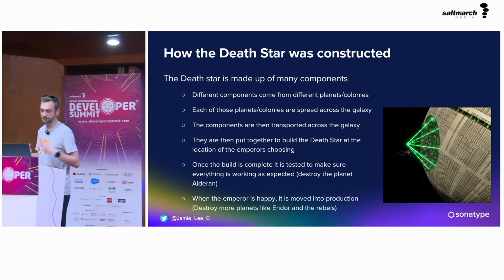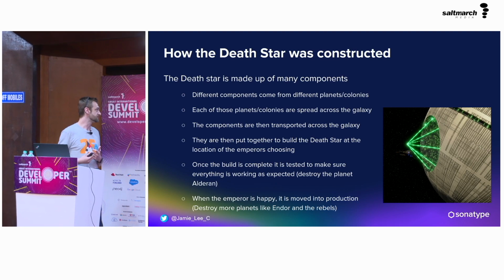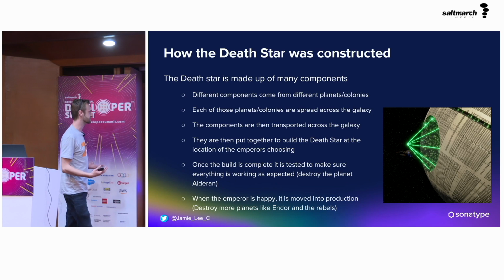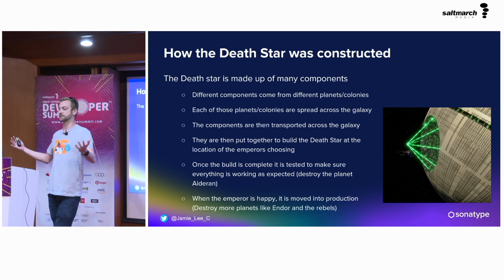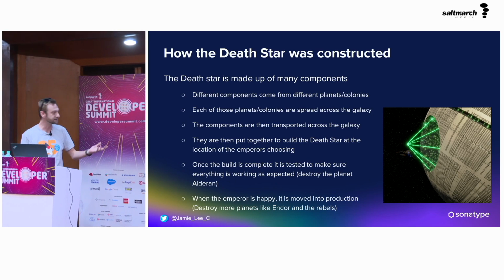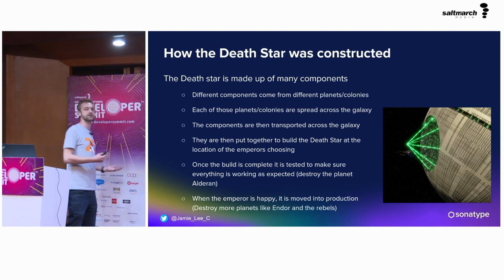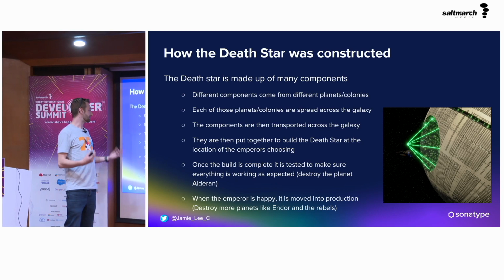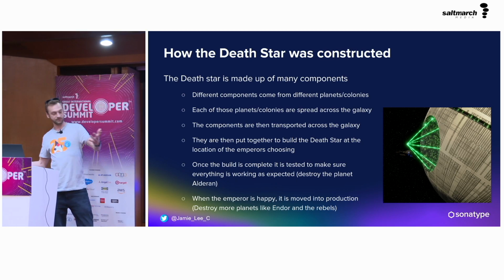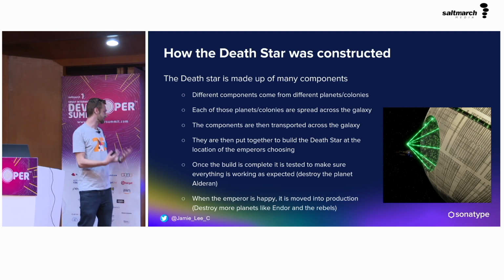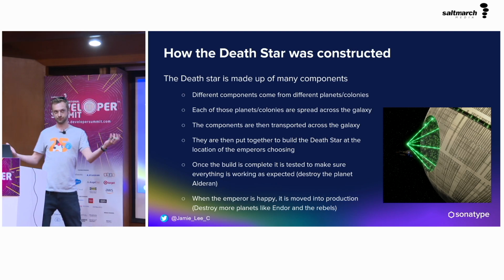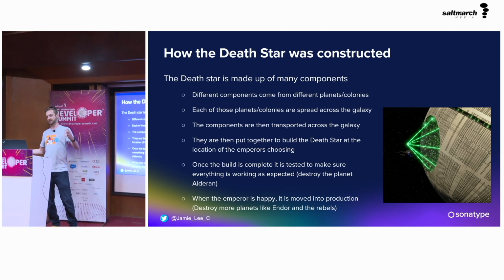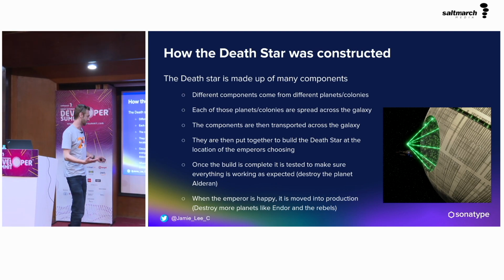So how was the Death Star constructed? Well, essentially the Death Star is made up of lots of things, right? It's a very, very technical engineering feat. They had different owners coming from different planets and colonies. These owners were then transported across the galaxy to build the Death Star, and they were brought together at a location. Then once the builders cleaned and tested it, they would destroy a planet, which is what they did in Star Wars with the Death Star. And when a planet is destroyed and they're happy, it goes into production, right?